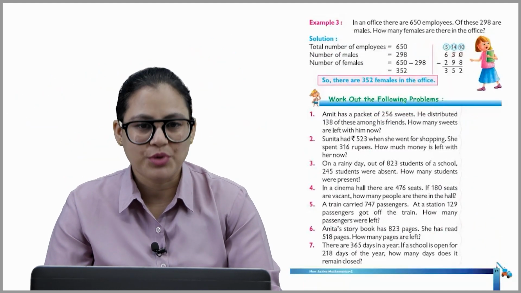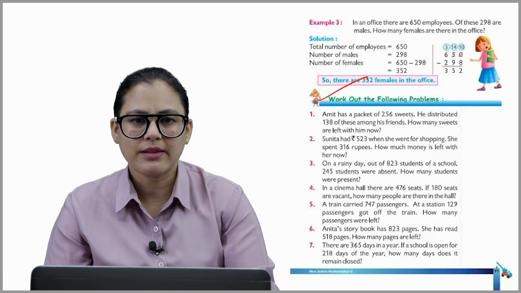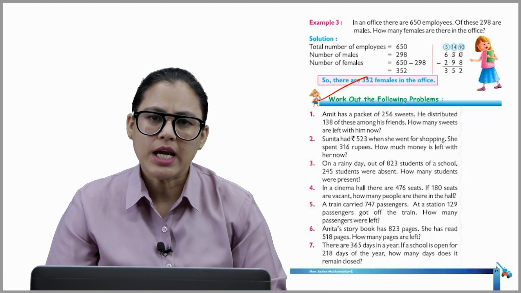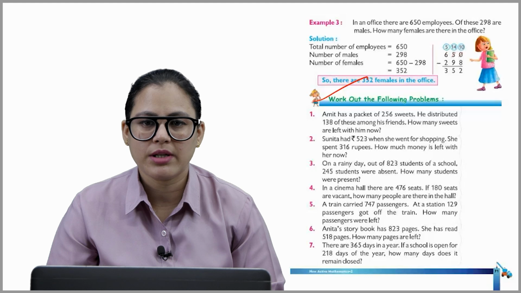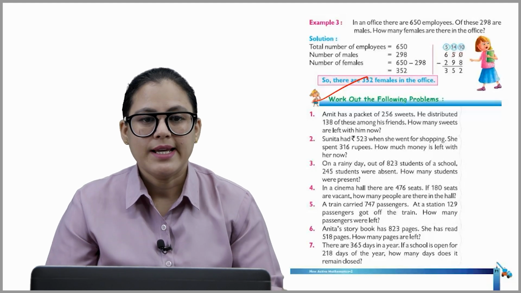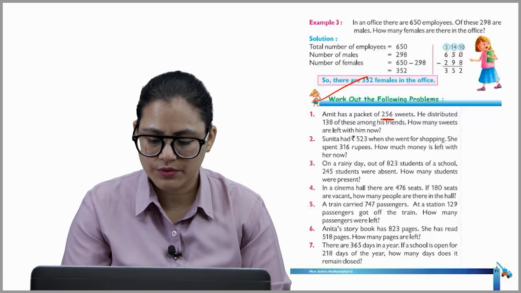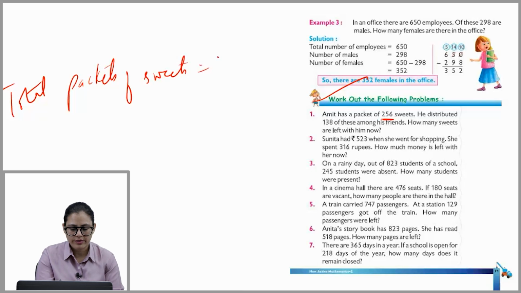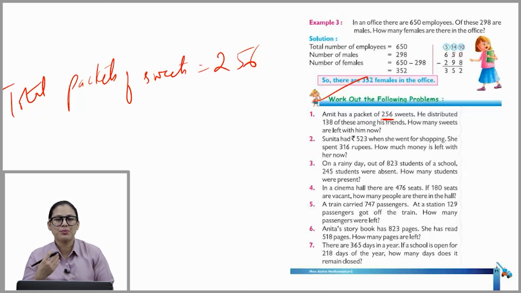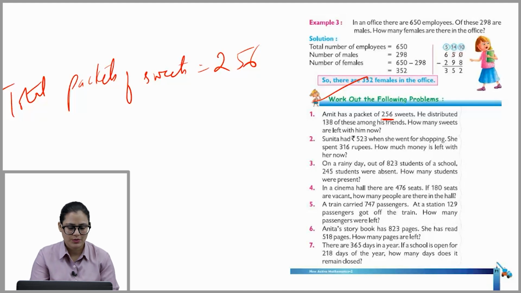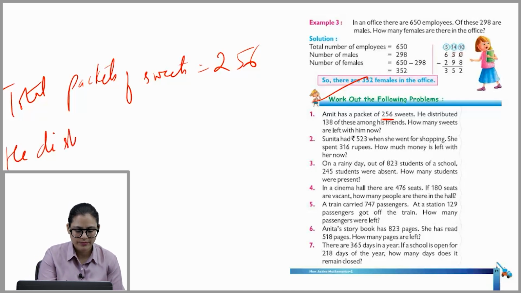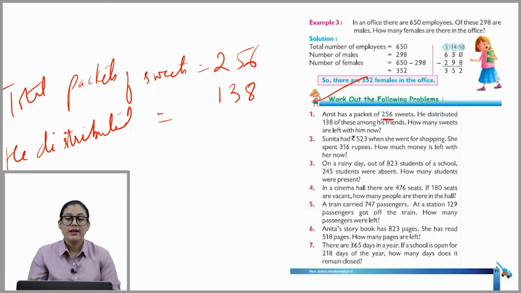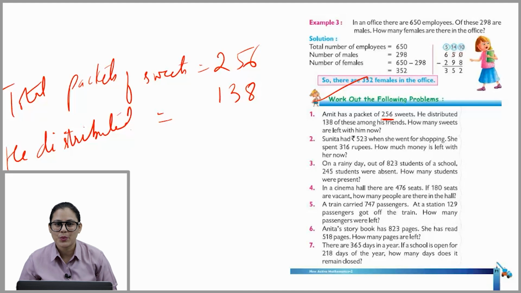Work out the following problems. Number 1, Amit has a packet of 256 sweets. He distributed 138 of these among his friends. How many sweets are left with him now? Okay. Amit has a total packet of sweets. So, what will we write? Total sweets, 256. And he distributed some to his friends. He distributed how many? 138. Now, how many sweets are left with him now?